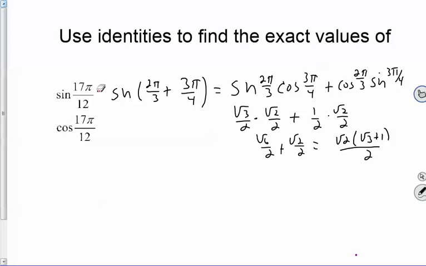So that's the exact value. I'm sorry, that's supposed to be 4, and that's supposed to be 4, and that's 4. So it doesn't look very nice, but it is what it is.